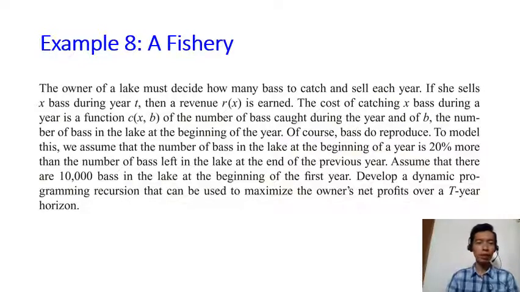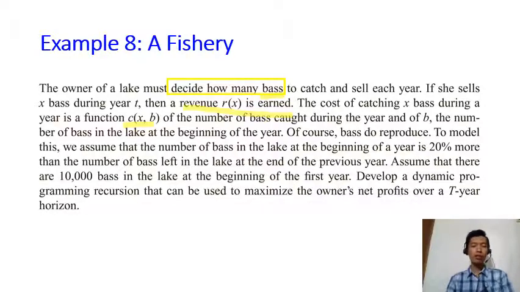Now let's see an example. In this example, the owner of a lake must decide how many bass to catch and sell each year. Bass is the name of a fish. Okay. And then you see there is a revenue from selling the fish. There's also the cost of catching the fish, and the cost is a function of how many you catch. So it is a function of x, the number of fish that you catch, and b is the number of bass at the beginning of the year.